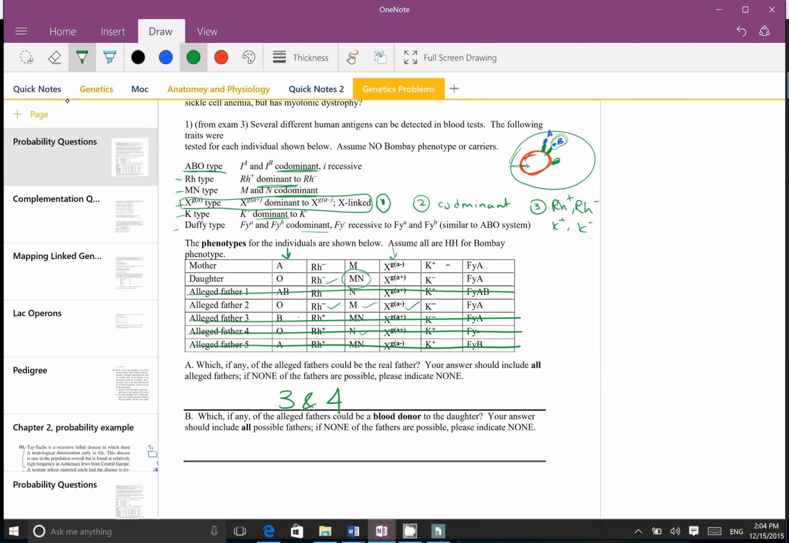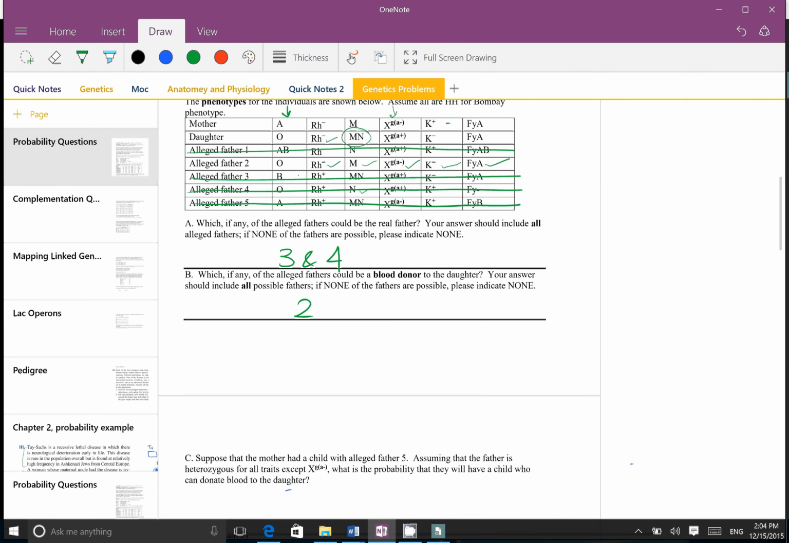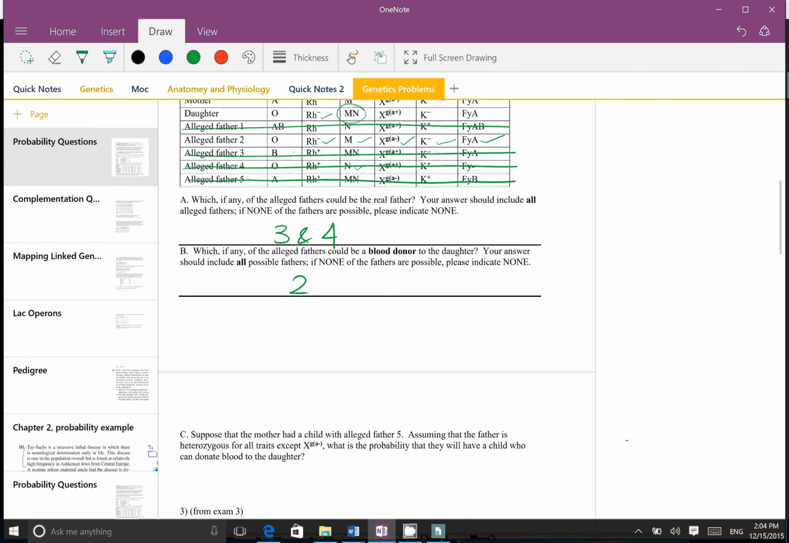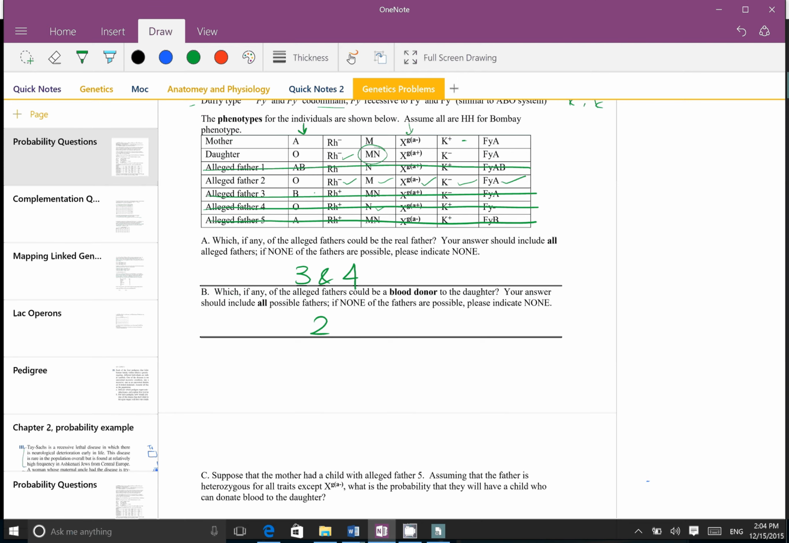He's negative for the X trait, which is fine because the daughter is positive. Then he has K negative just like the daughter, and then he has FYA just like the daughter as well. So that means father number 2 could be the donor.